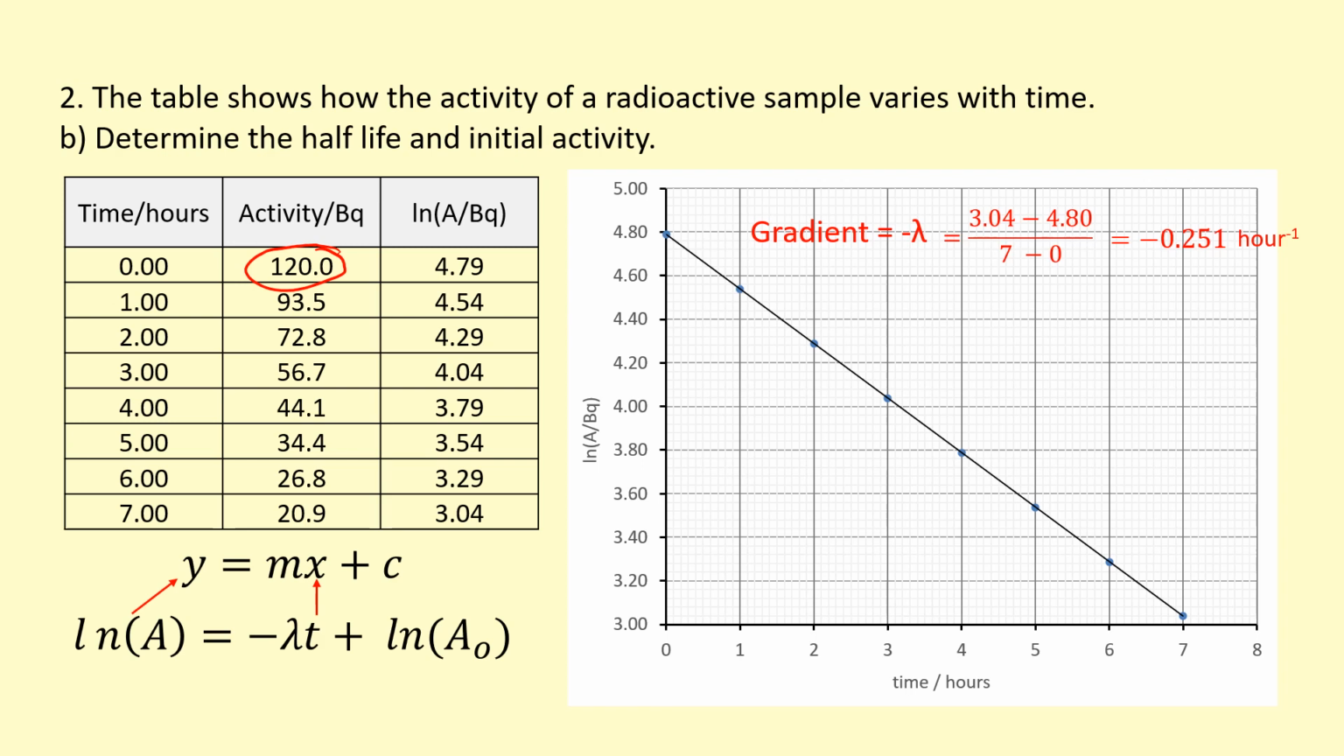Then to get the half-life, I will just do ln2 divided by my decay constant. The initial activity comes from the y-intercept, which is equal to ln of the initial activity. So to get the initial activity, you need to do e to the power of the y-intercept. In this case, e to the power of 4.8, which is the y-intercept, gives me an initial activity of 122. As you can see, there's a bit of error reading from the graph.